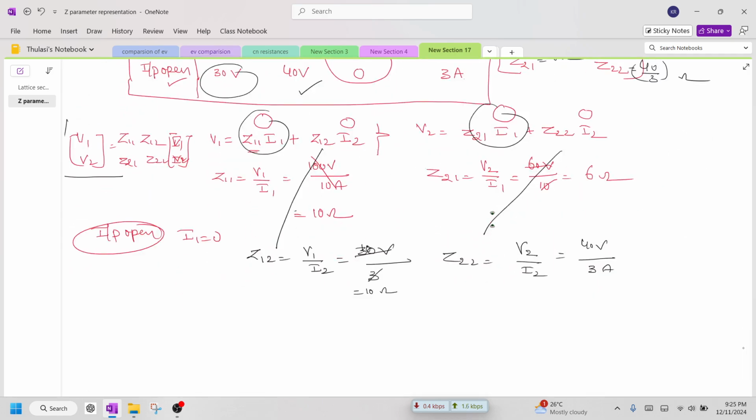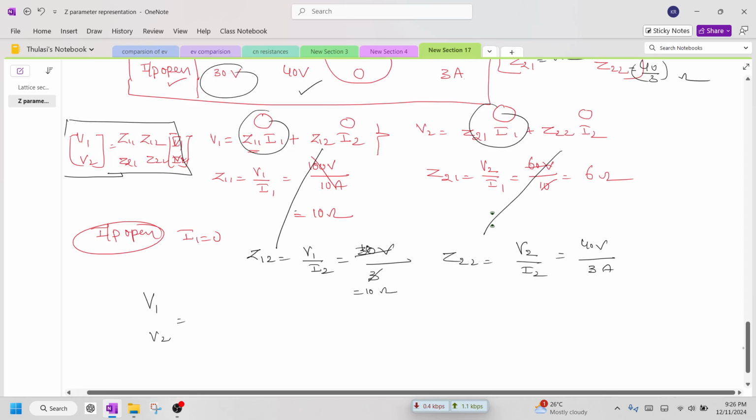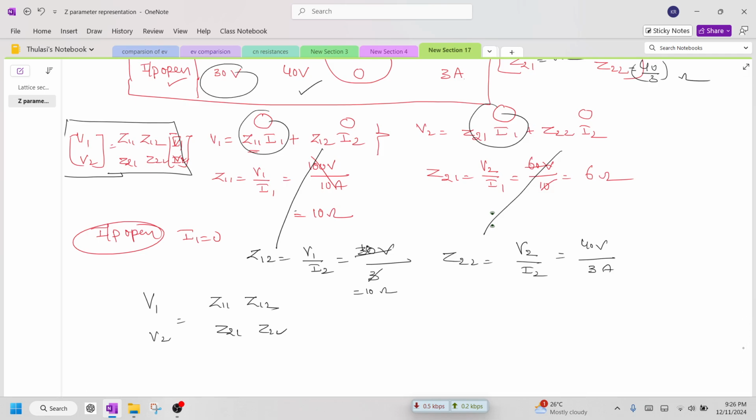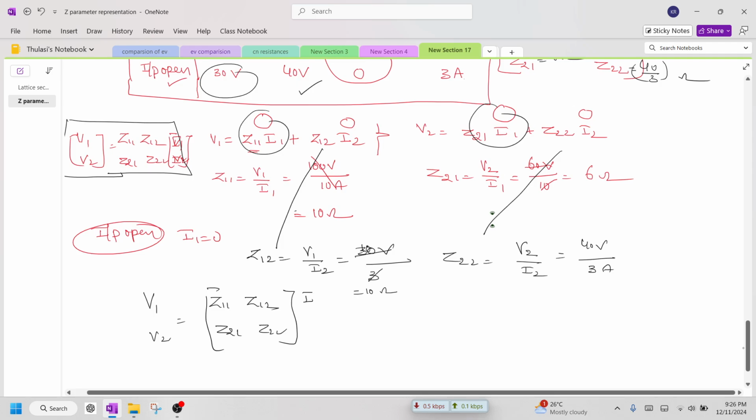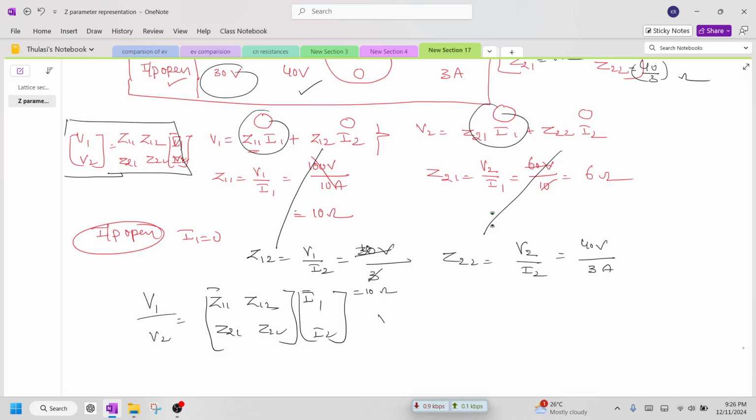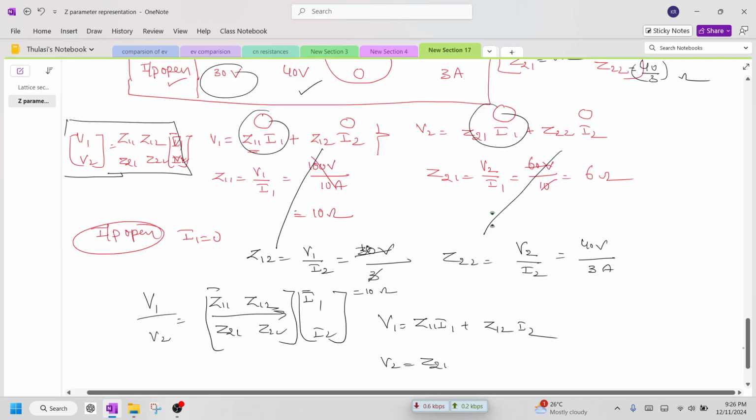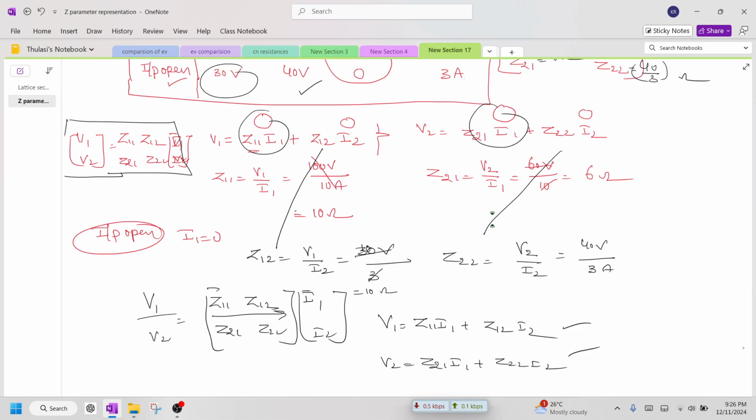So this equation should be there in your brain. Then only the things will be very clear. V1, V2 is equal to Z11, Z12, Z21 and Z22 multiplied with I1, I2. So now we can directly write down the equations. V1 is equal to Z11 I1 plus Z12 I2. Next, V2 is equal to Z21 I1 plus Z22 I2. With this equation in your brain, you can solve any kind of problem instantaneously.